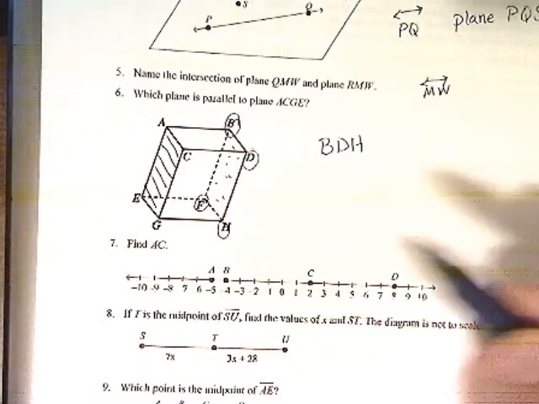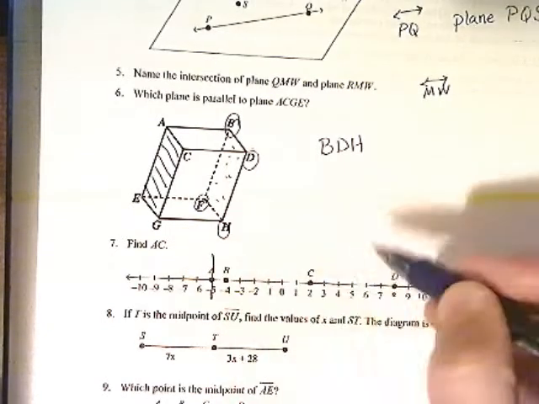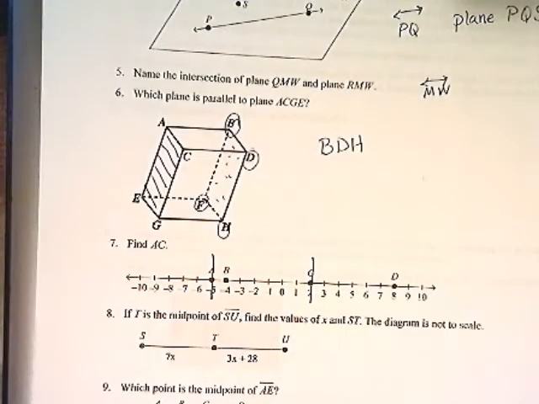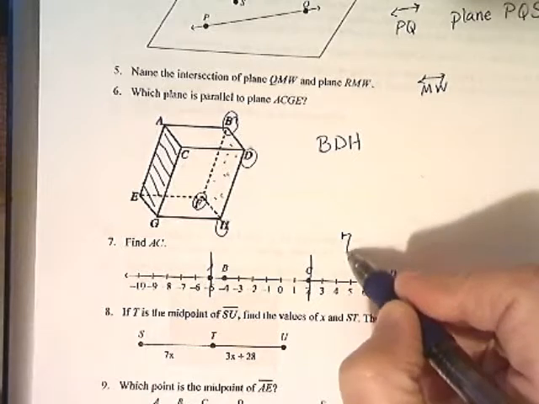7 says find AC. When it doesn't have a mark above it, it means the distance. And so the distance from A to C, it's negative 5 to 2. That distance is 7.